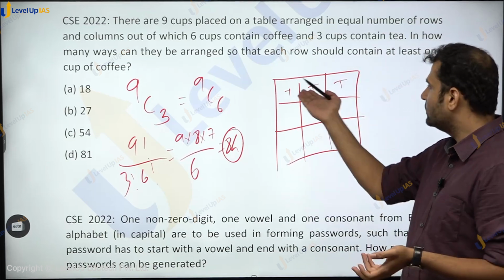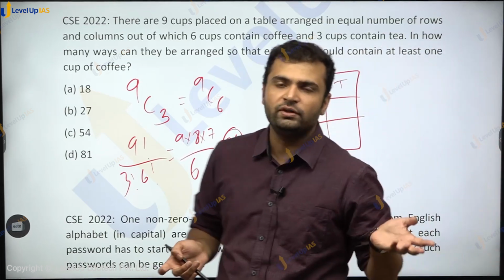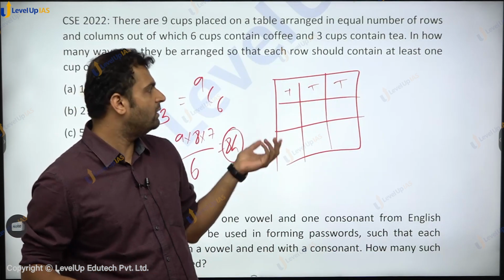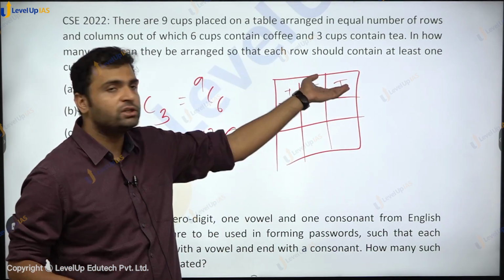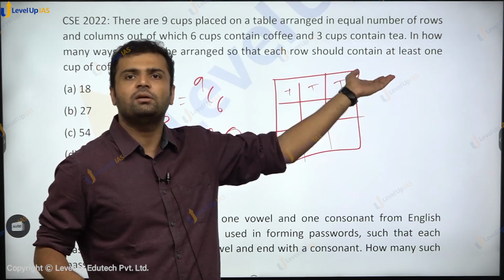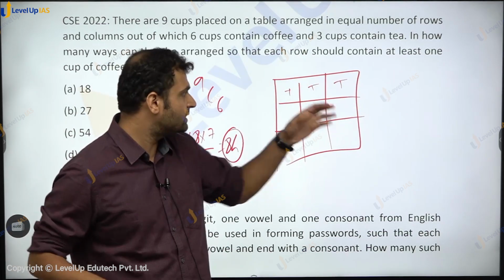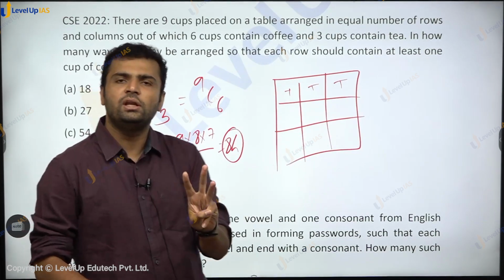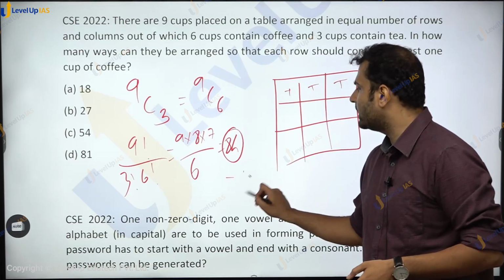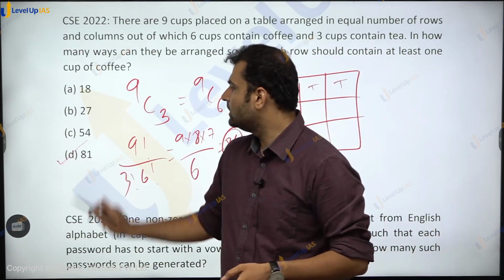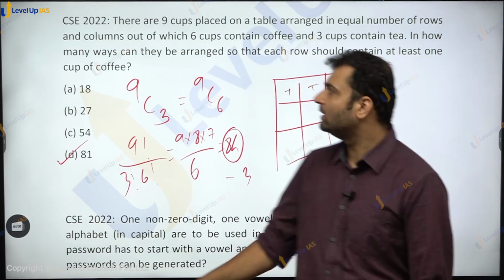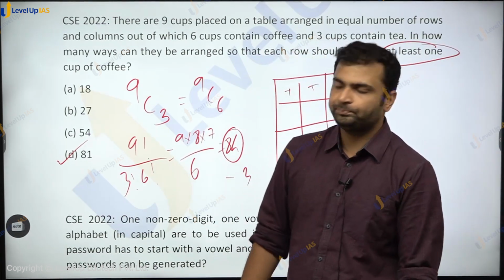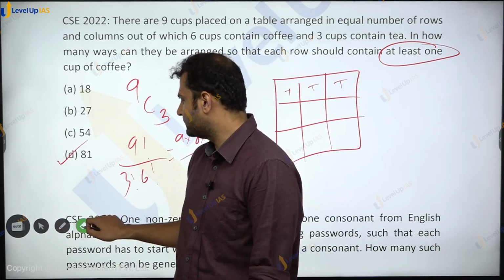है कि नहीं? Because अगर तीनों चाय 3 है, कॉफी 6 है, अगर इस रो में कॉफी नहीं आना चाहिए, if you want to have no coffee cup in first row, all the 3 tea cups must come in that row. That is only one case. Second case, all 3 tea cups in second row, all 3 tea cups in third row. Only 3 cases out of 84. If you subtract these 3 cases, the answer is 81 cases that will have at least 1 cup of coffee in every row. I hope you understand.